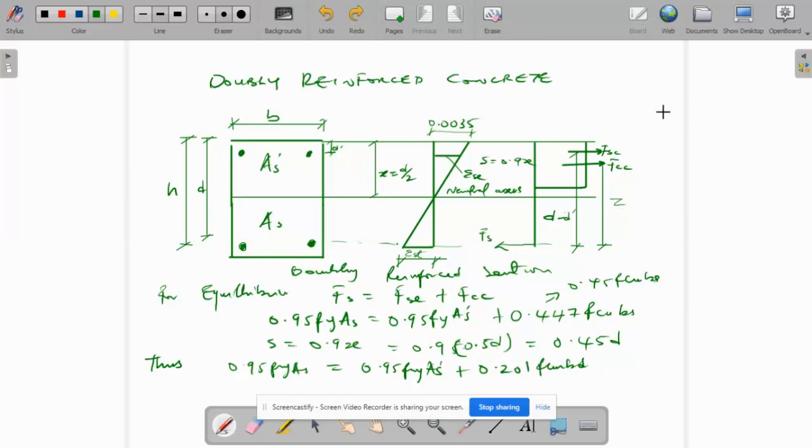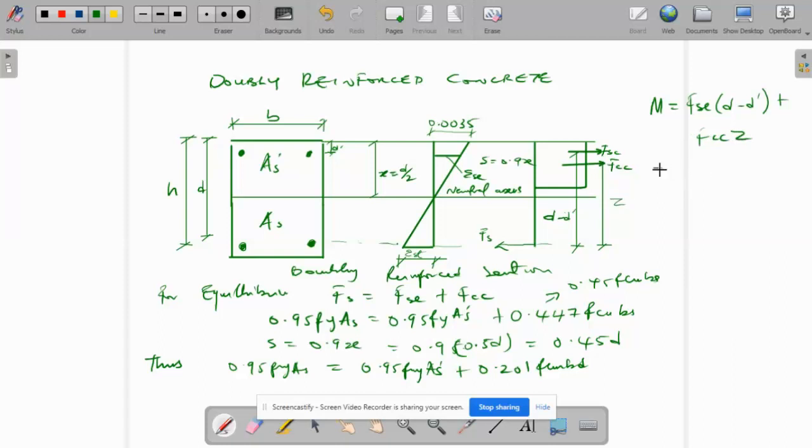So our moment M will be equal to FSC multiplied by its lever arm, d minus d prime, which is its perpendicular distance, plus FCC multiplied by Z, because Z is the lever arm and perpendicular distance for FCC.